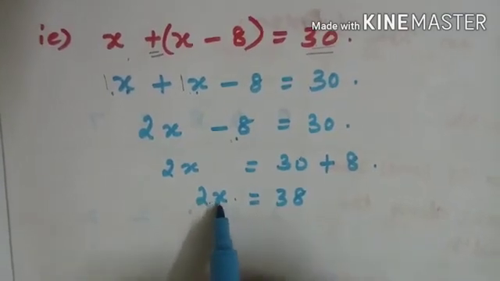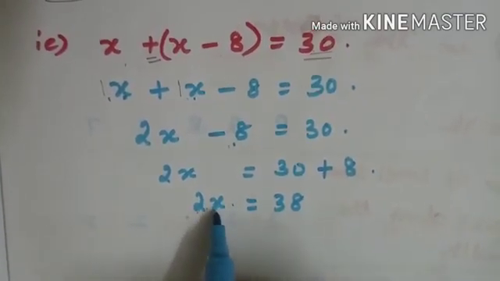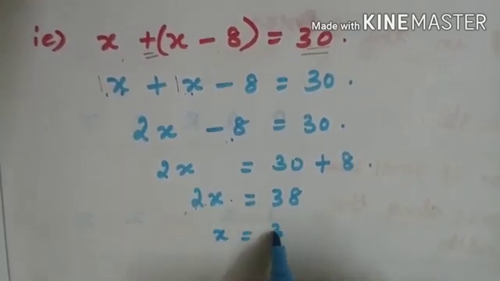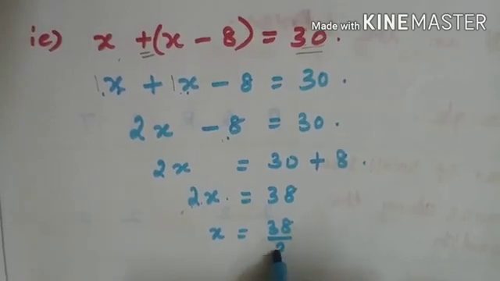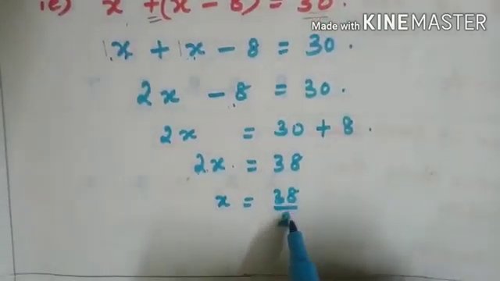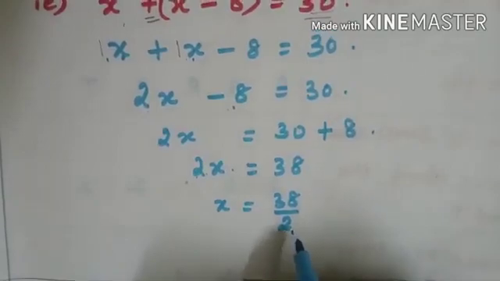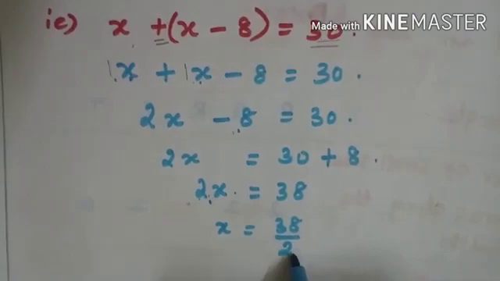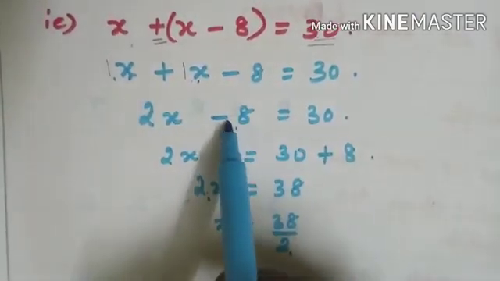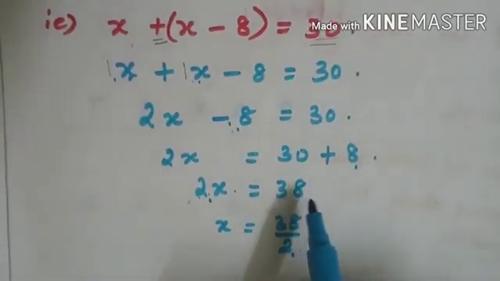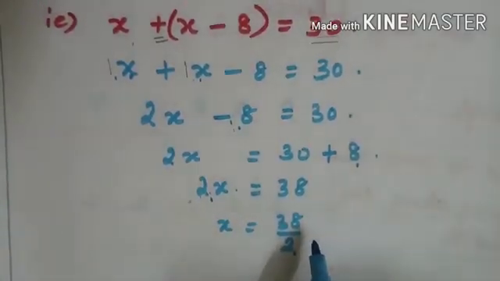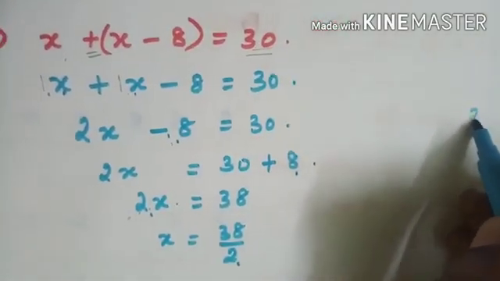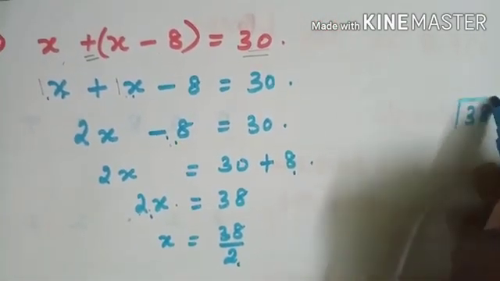Now 2 into x, isn't it? So between 2 and x, what symbol do we have? Multiplication symbol. Therefore x is equal to 38 divided by 2. Why do we put divided? Since multiplication goes to the next side, it becomes division. So see here, subtraction goes to the next side, it becomes addition. Multiplication goes to the next side, it becomes division.